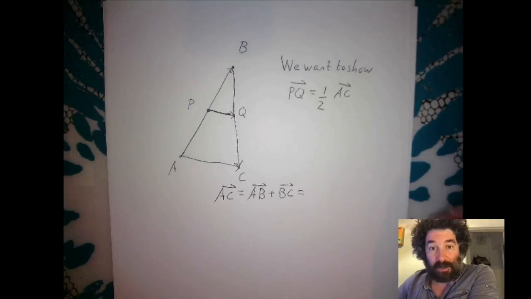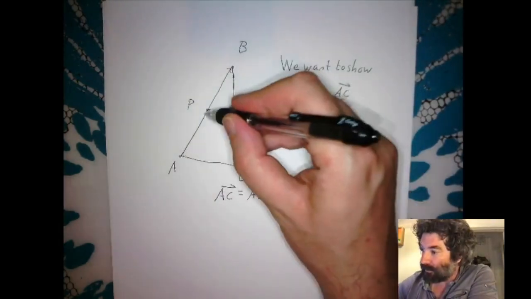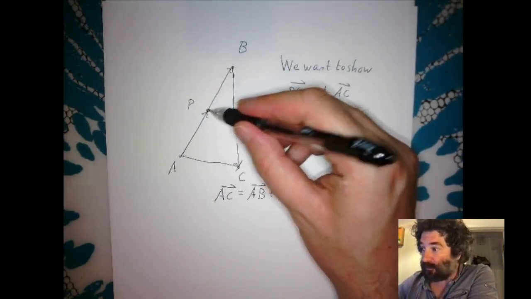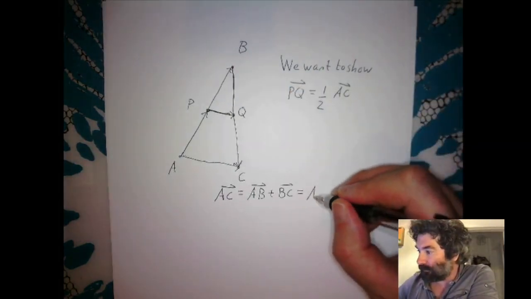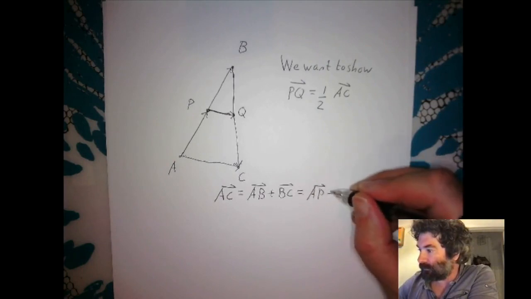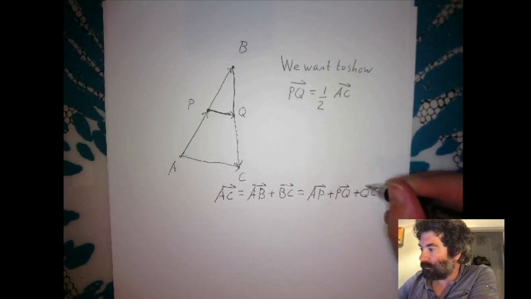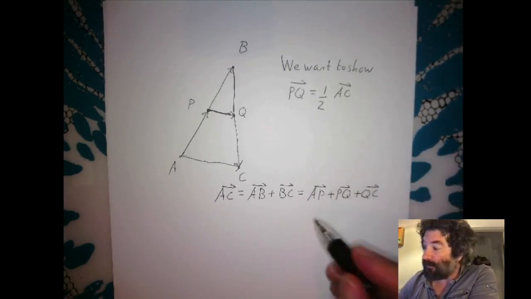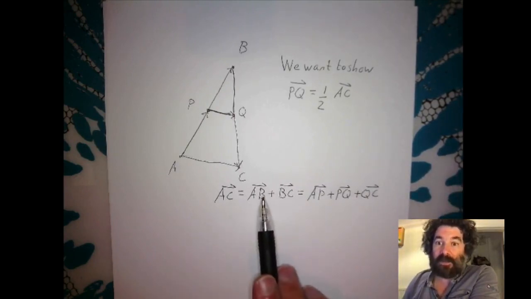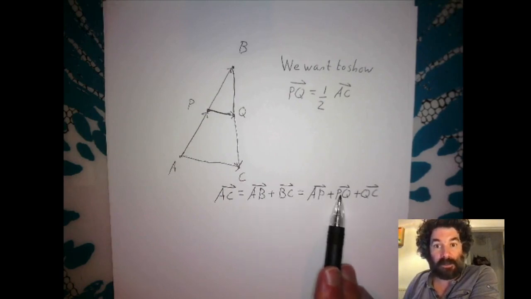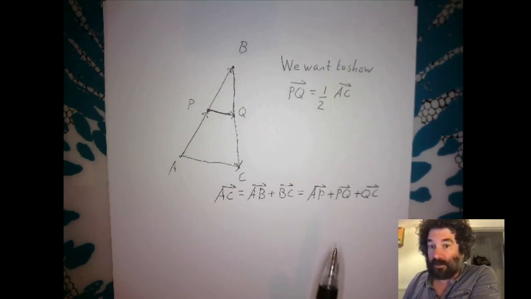Okay, but on the other hand, we can also write the vector from A to C as the vector from A to P, the midpoint, plus the vector from P to Q, plus the vector from Q to C. All right, and so we have this equality here. This is what we'll use. We do need one other thing, which is a relationship between the vector from A to B and the vector from A to P, and the vector from B to C and the vector from Q to C. So how are these related?